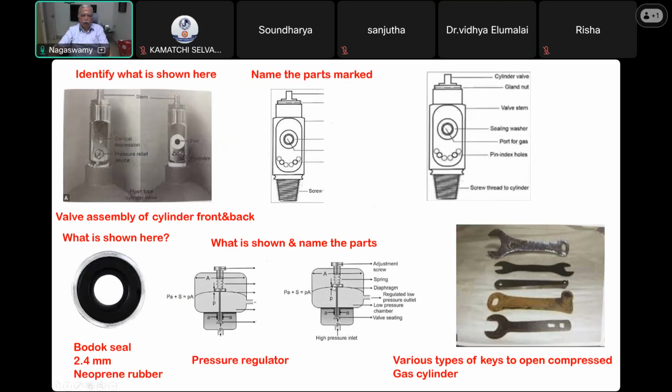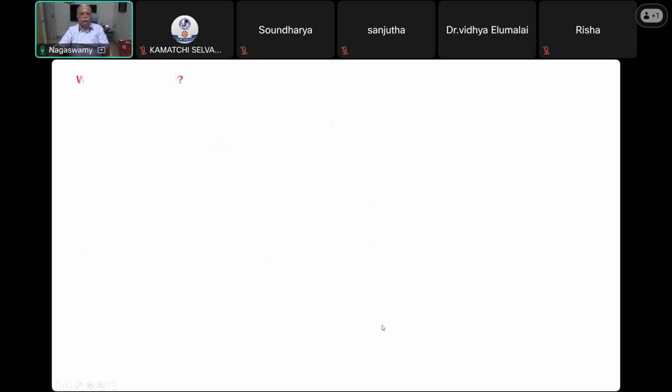This one will get worn out, so during service, they will change the diaphragm also. It's a rubber diaphragm to withstand the high pressure. So there is the high pressure inlet, and the gases enter through this. Then there is a valve seating. Then there is a low pressure chamber, and once the pressure gets reduced, it is regulated through the outlet to the flow meter. So these are all the components of the pressure regulator.